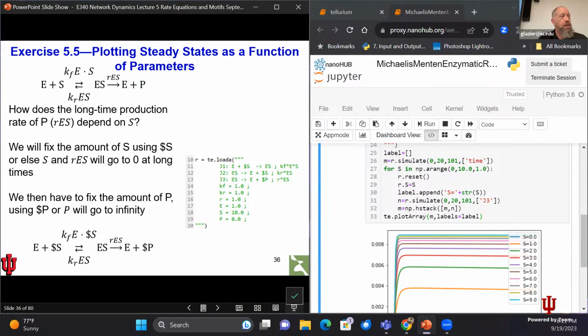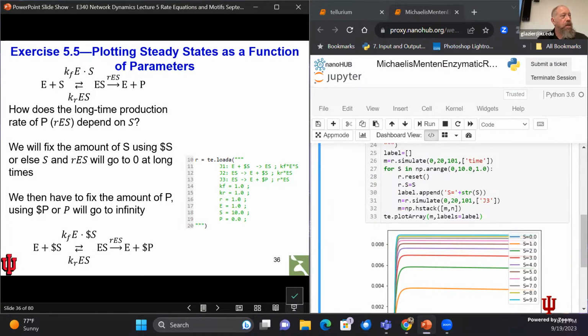And so in this case, we're going to ask the question, what is the rate of production of P at long times? And it doesn't take very long because we see it saturates pretty quickly as a function of S. And so this is a question of, if we increase the amount of substrate for a fixed amount of enzyme, how does the rate of production of product change? Is that a clear question?